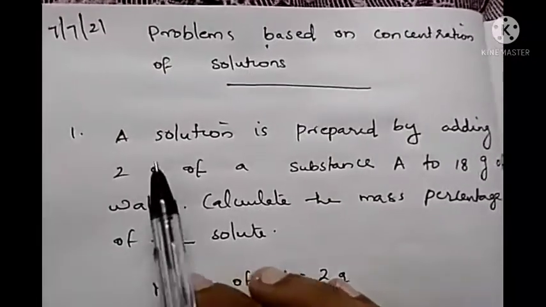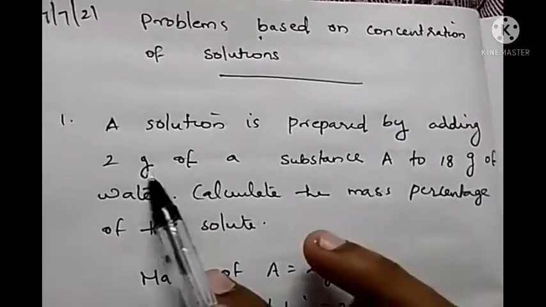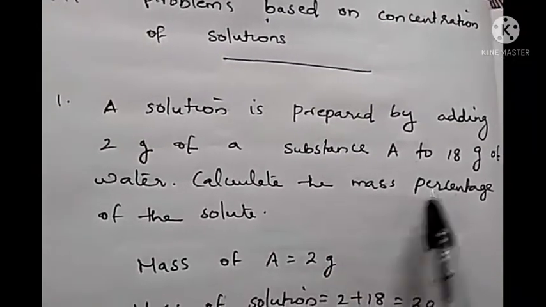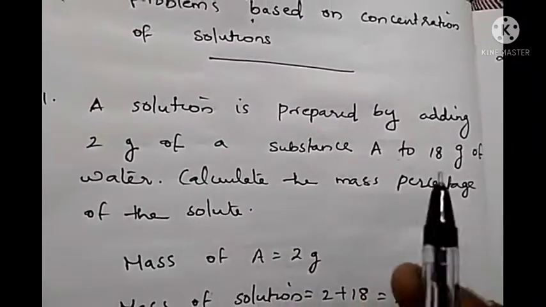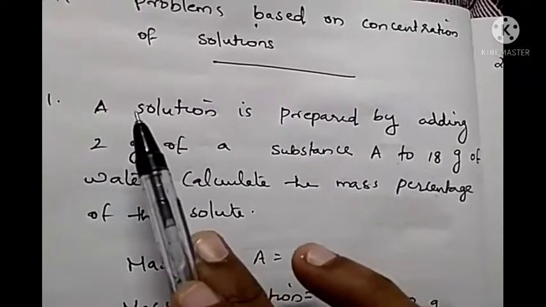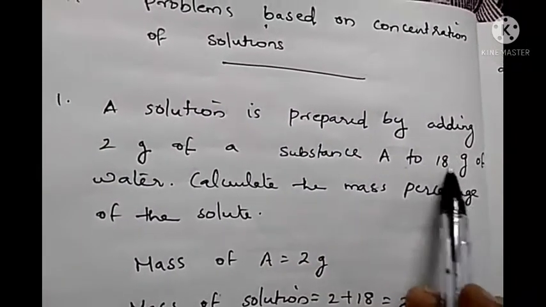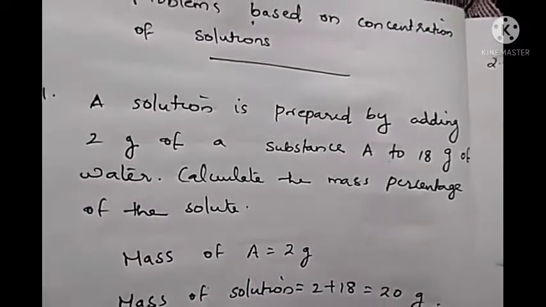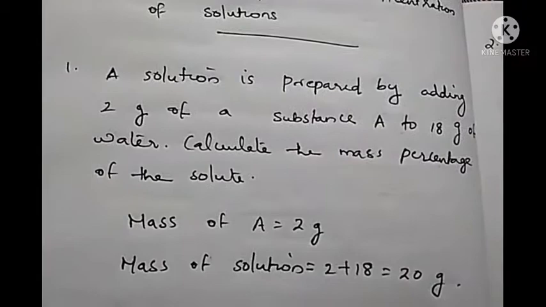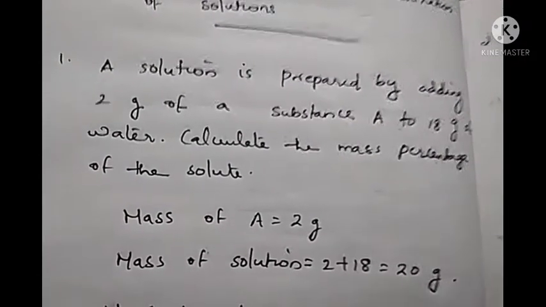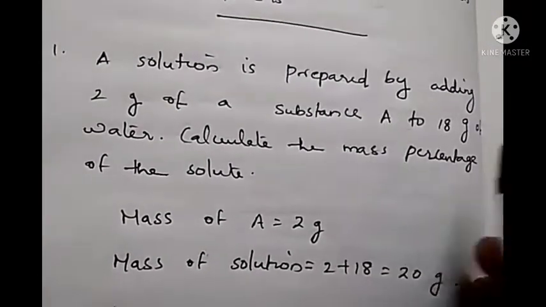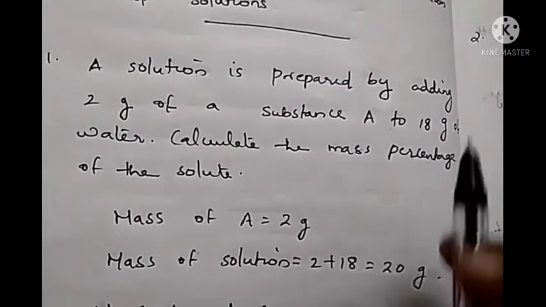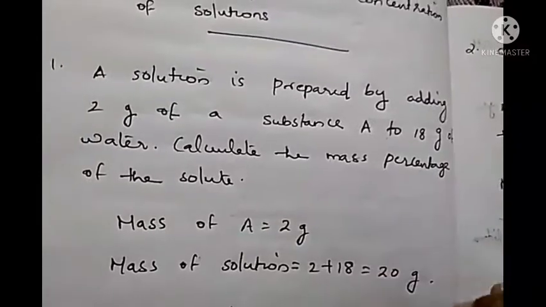Okay, so the first one: a solution is prepared by adding 2 gram of a substance A to 18 gram of water. Calculate the mass percentage of the solute A. Here 2 gram of A is added to 18 gram of water, and we have to calculate the mass percentage. Which is the solute? A is the solute and water is the solvent, because water is present in larger quantity.